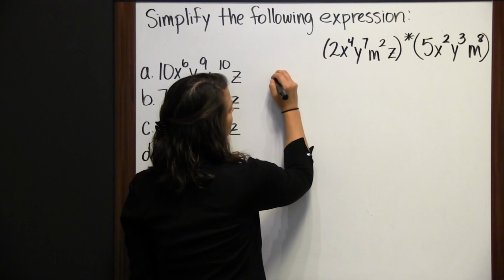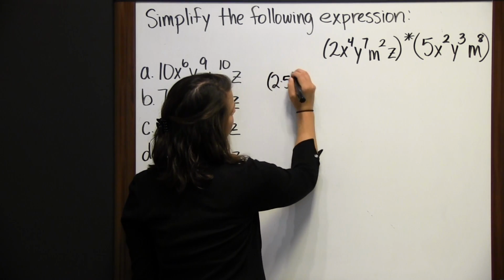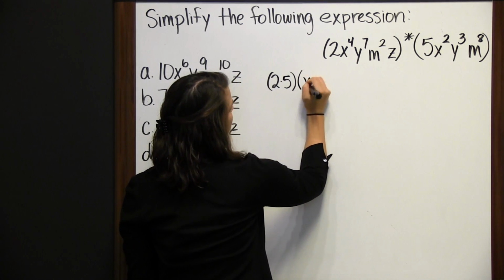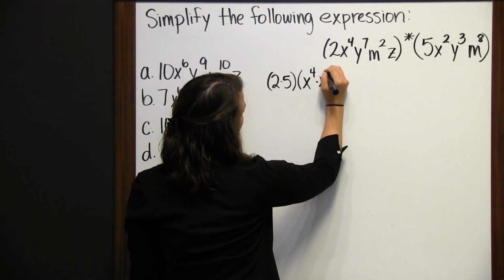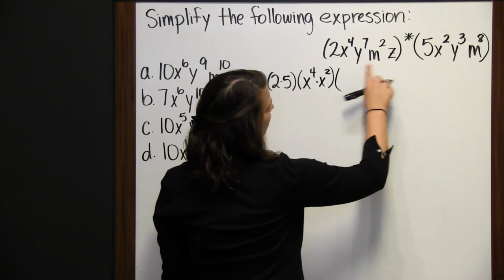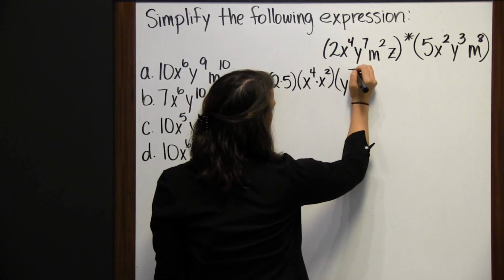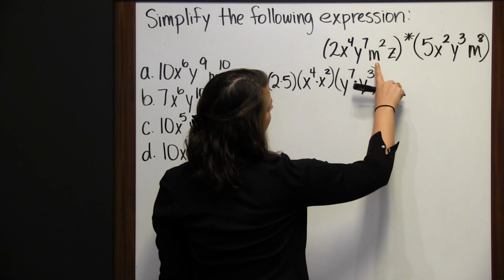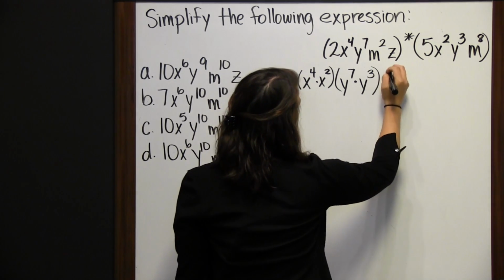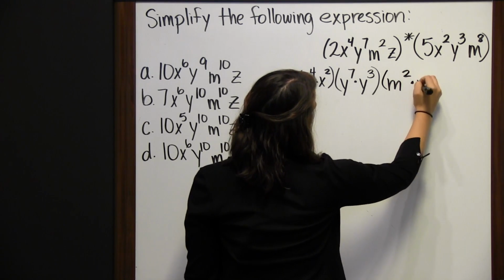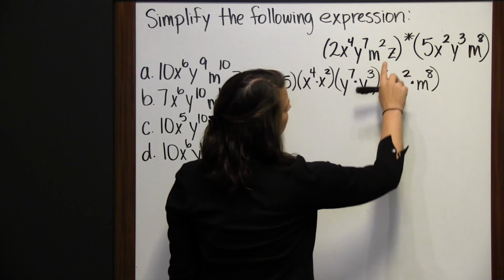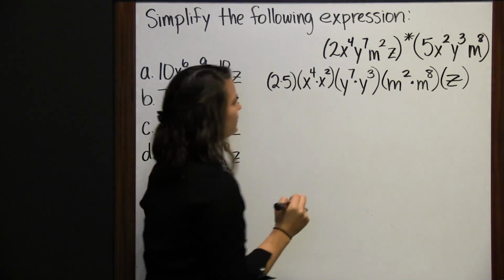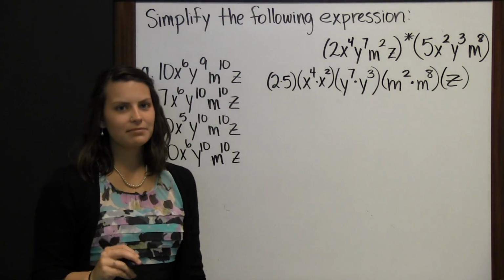So I'm going to multiply 2 times 5 together. And then I've got this x to the 4th times the x squared. And then we have y to the 7th times y cubed. And then we have m squared times m to the 8th. And then finally, we just have this z, so times z. And now we'll simplify each one of these.